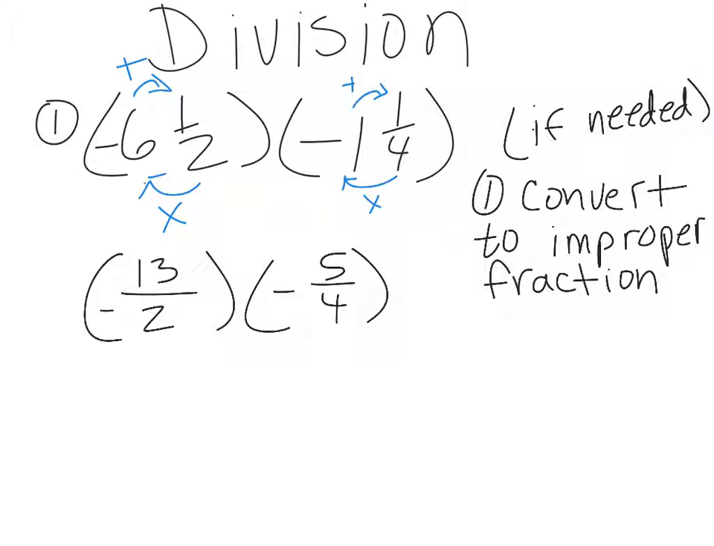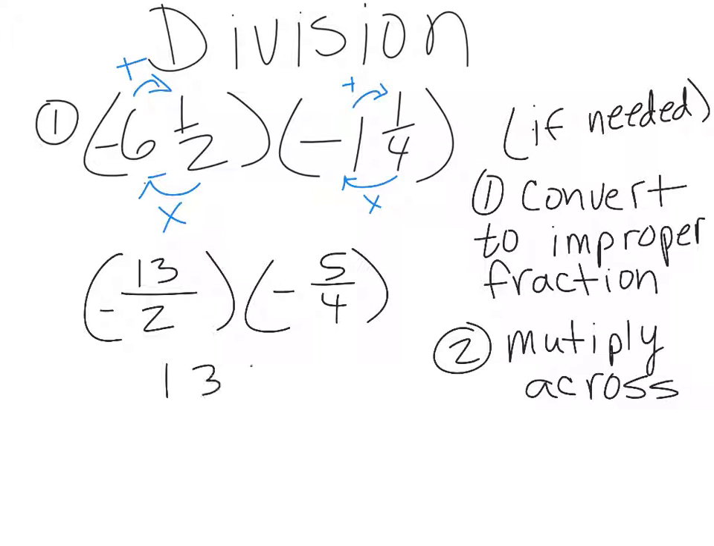Now, if this problem called for it, we would mention a little thing called canceling. If that's not ringing a bell, I will explain what that is in the next problem. This problem does not involve any canceling, though. 13 over 2 and 5 over 4 are as simple as they can get. So I'm just going to move on to the next step, which is why multiplying and dividing is the easiest one, because we just multiply across.